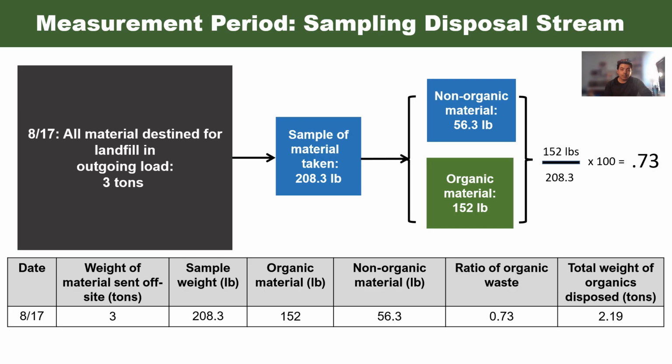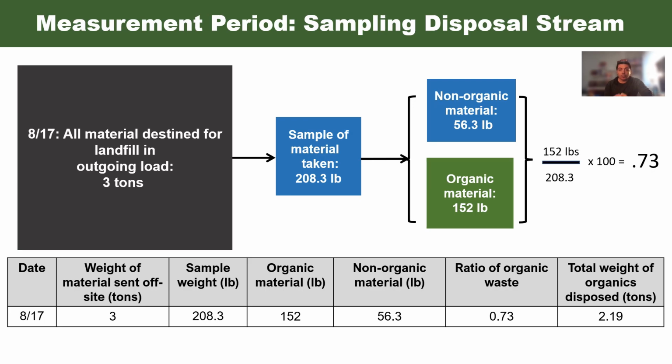So what a daily sample would look like in this case is we take all material destined for disposal that was sent off site that day, which in this example is 3 tons. And of that material, we took a representative sample, and it has to be at least 200 pounds. So in this case, it's 208.3 pounds. Next, we would remove any organic material from that sample and weigh the amount of organics. So in this case, we have an organic weight of 152 pounds and a weight of non-organic material of 56.3 pounds.